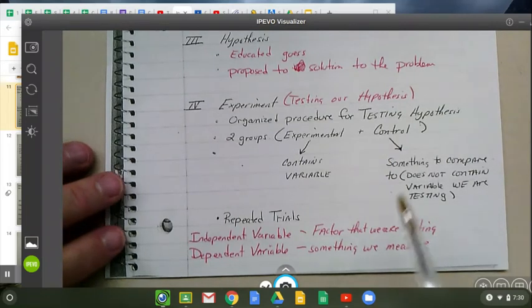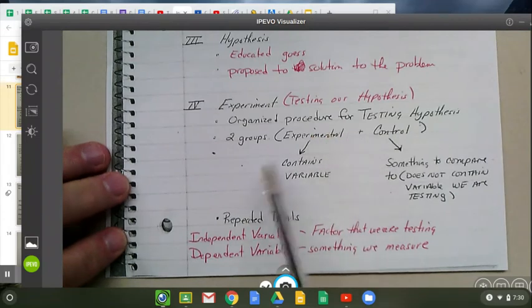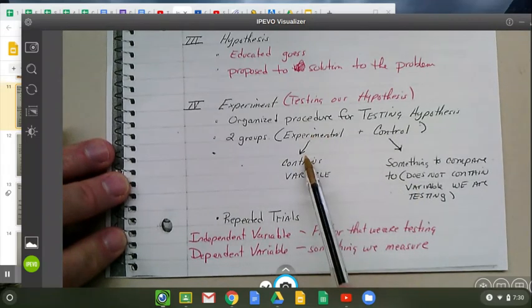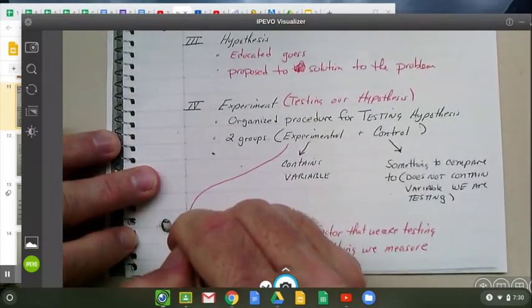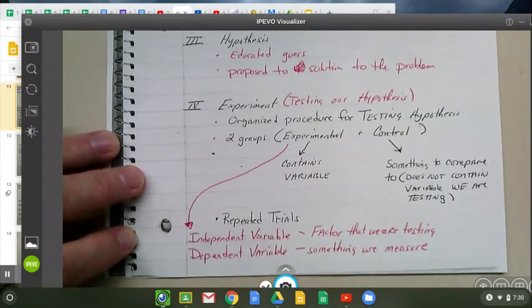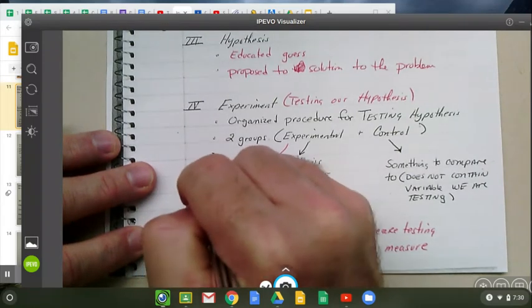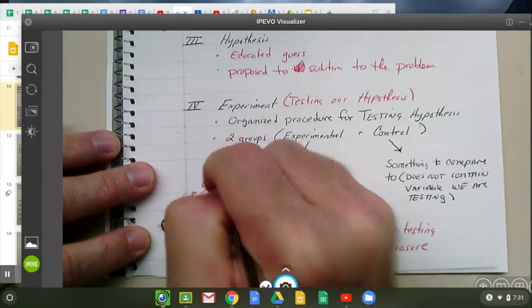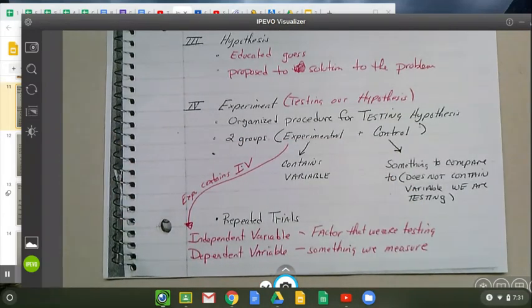Just a quick note, when we do set up our two groups in our experiment, the experimental group always contains the independent variable. Okay. Experimental group contains the IV, the independent variable. All right. The control group is something that we compare the experimental group to.